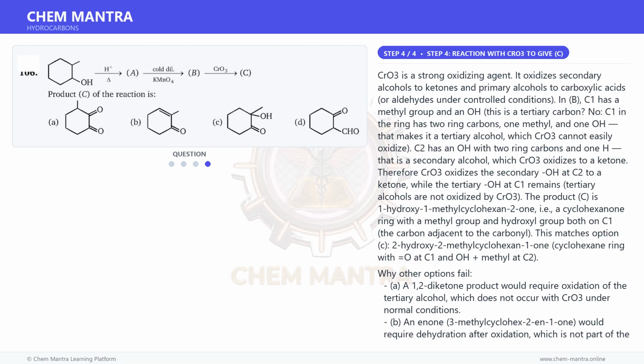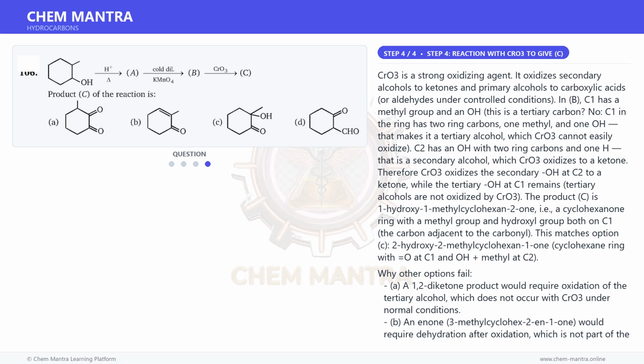C2 has an OH with two ring carbons and one H, that is a secondary alcohol, which CrO3 oxidizes to a ketone. Therefore, CrO3 oxidizes the secondary OH (C2) to a ketone, while the tertiary OH (C1) remains. Tertiary alcohols are not oxidized by CrO3. The product, C, is 2-hydroxy-2-methylcyclohexan-1-one, i.e., a cyclohexanone ring with a methyl group and hydroxyl group both on C2, the carbon adjacent to the carbonyl.